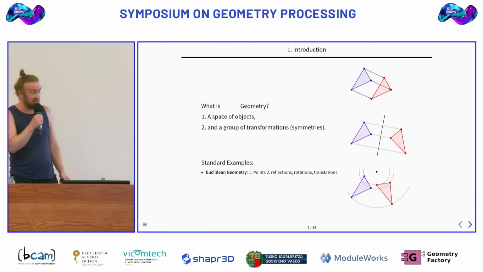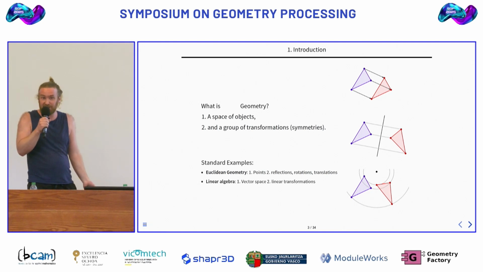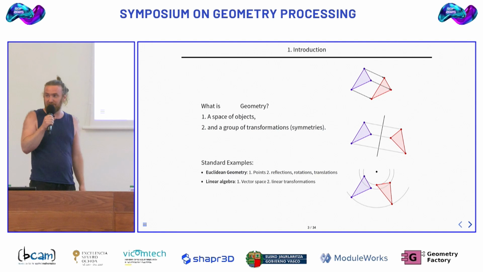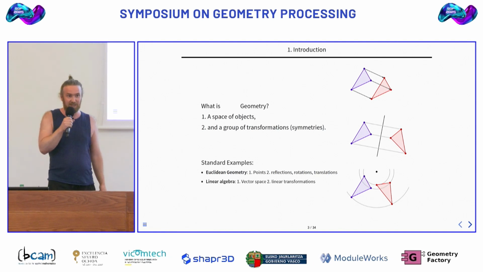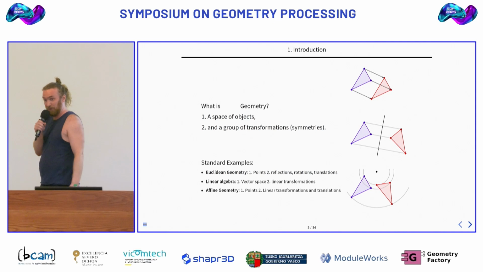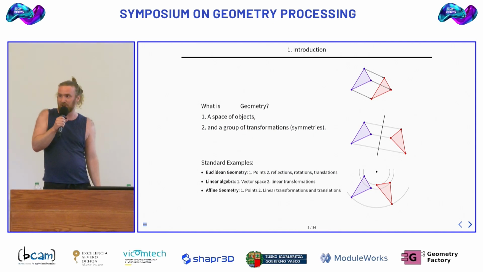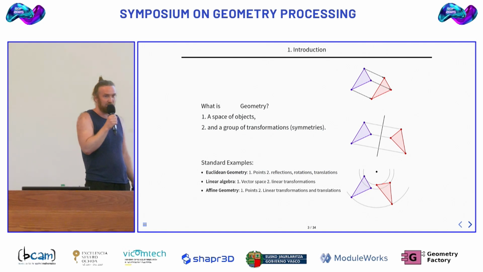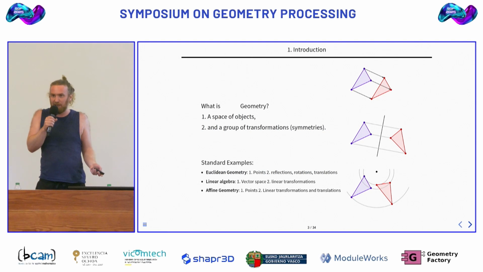But there are other examples. Another example you're probably all familiar with is linear algebra. In this case, the set of objects is just vectors, and the transformations we use are linear transformations, so matrices. The third one that I think everyone is comfortable with is affine geometry. We just combine: now we have translations and linear transformations. All right, these are the standard examples, I would say.